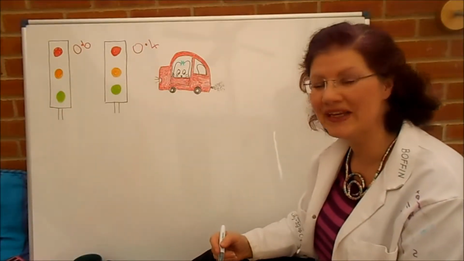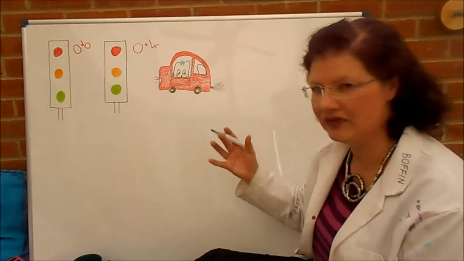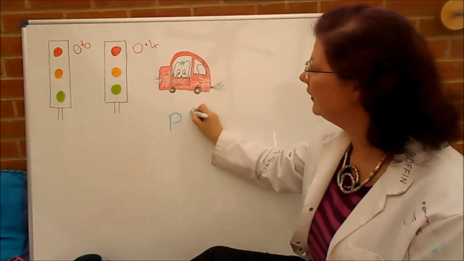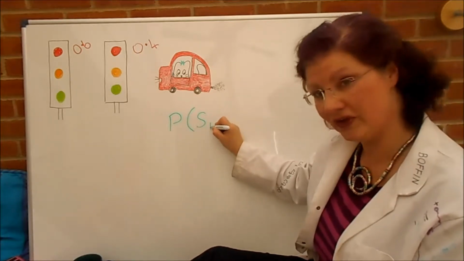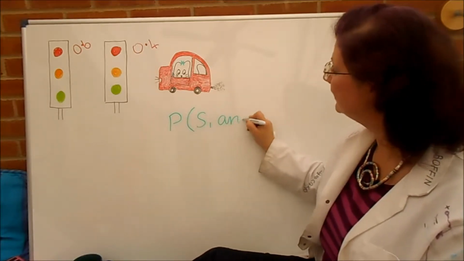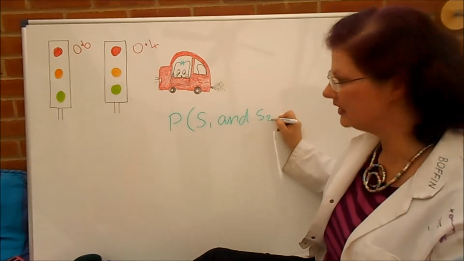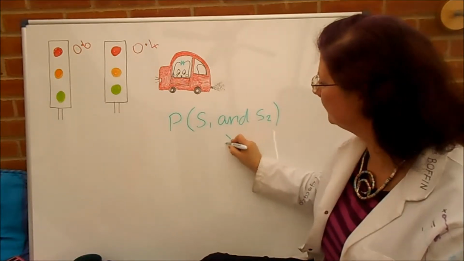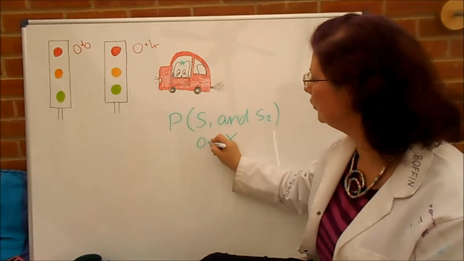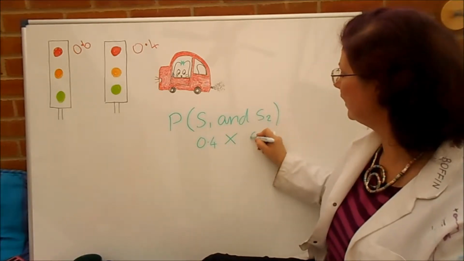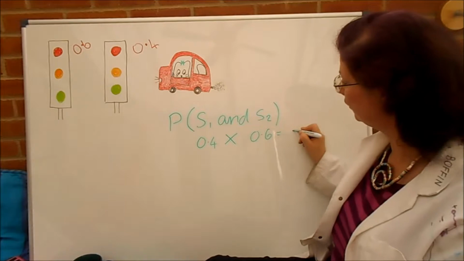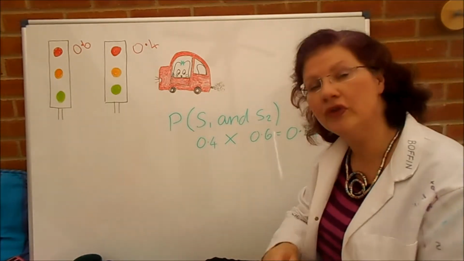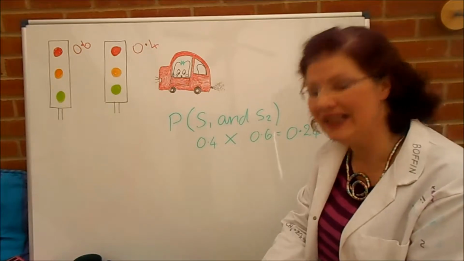Right, let's go through that together. I'm going to write this out formally. You don't have to do this bit, but just to show where it comes from. The probability that she has to stop the first time and she has to stop the second time. Hopefully you know that an and is a times on here. Stopping the first time is a 0.4, stopping the second time is a 0.6, which gives us a grand total of 0.24, the probability that she is late.